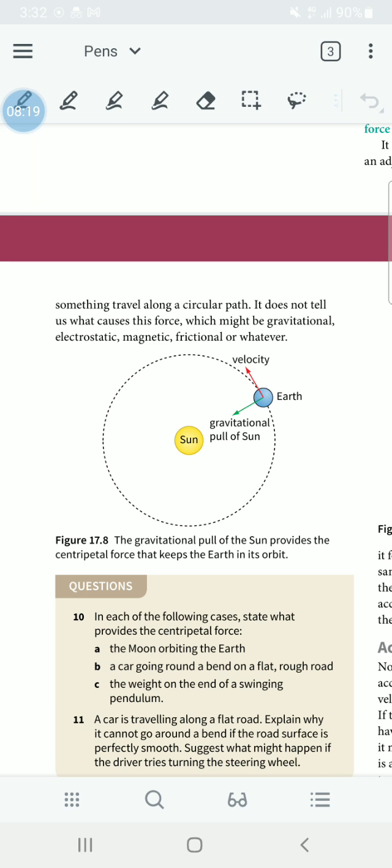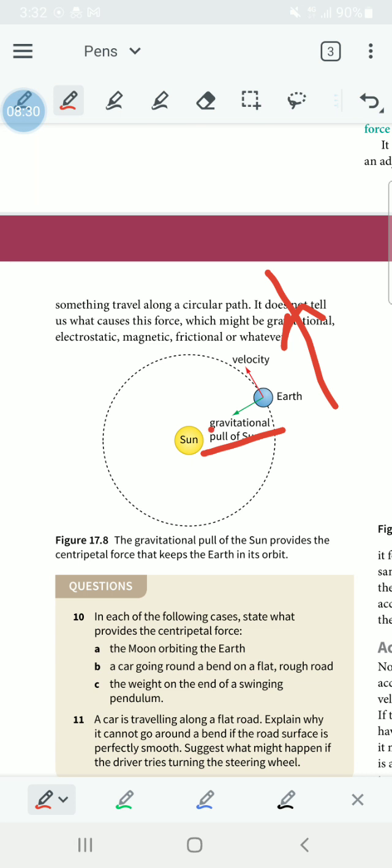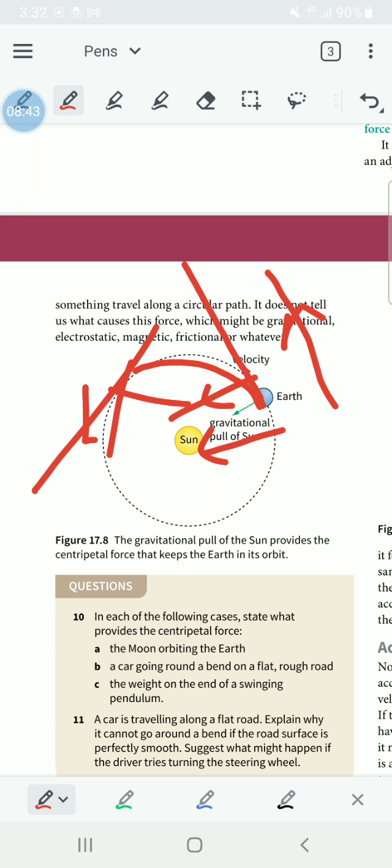Right? So here you can see that on this particular occasion the velocity is in this direction, but the gravitational pull of the sun is in this direction, towards the center. So as a result, when it is going here, it is being pulled, so it takes a bend. When it is going here, it is being pulled, so it takes a bend. Like that, it continues to move in a circle. I hope you understood that.